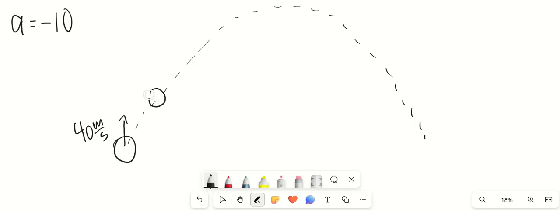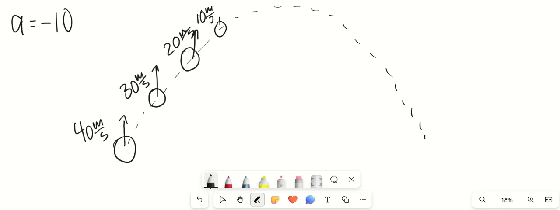So 1 second later, we'd be moving at 30 meters per second. A second later, we'd be moving at 20 meters per second. Remember, we're still talking about the upward motion. A second later, we'd be moving at 10 meters per second. And at its highest point, we'd be moving at 0 meters per second before it turns around. So right here, our object is no longer moving up or down. It has a moment where it's stopped, and then it's going to change directions and speed up.